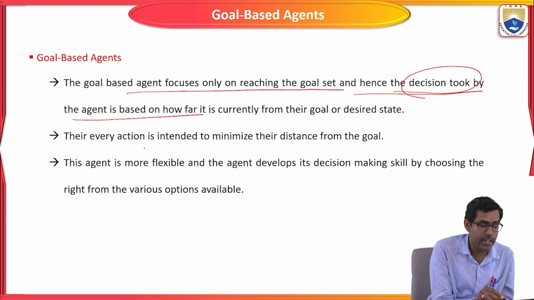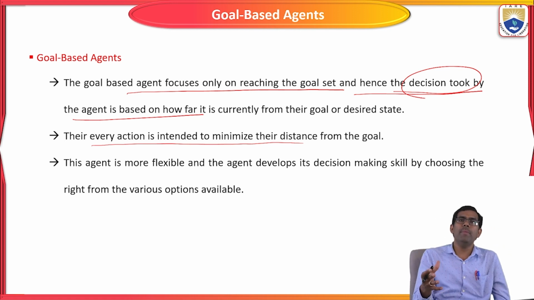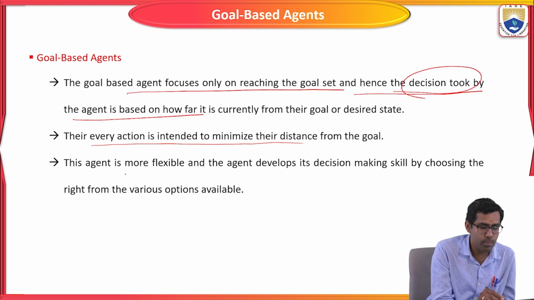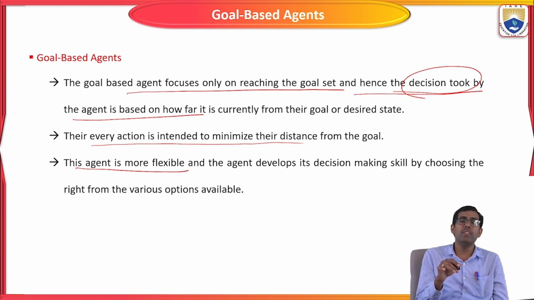The next point is that every action is intended to minimize the distance from the goal. We observe something from the environment. If it is an environment where we have to reach a destination, we will select the shortest path, meaning the road. That should be minimized to reach your goal. The next point is that this agent is more flexible. Why are we saying this agent is more flexible? Because initially, when starting the journey, we set the goal: I'm going to reach here within this time with this distance. Everything we are going to set.